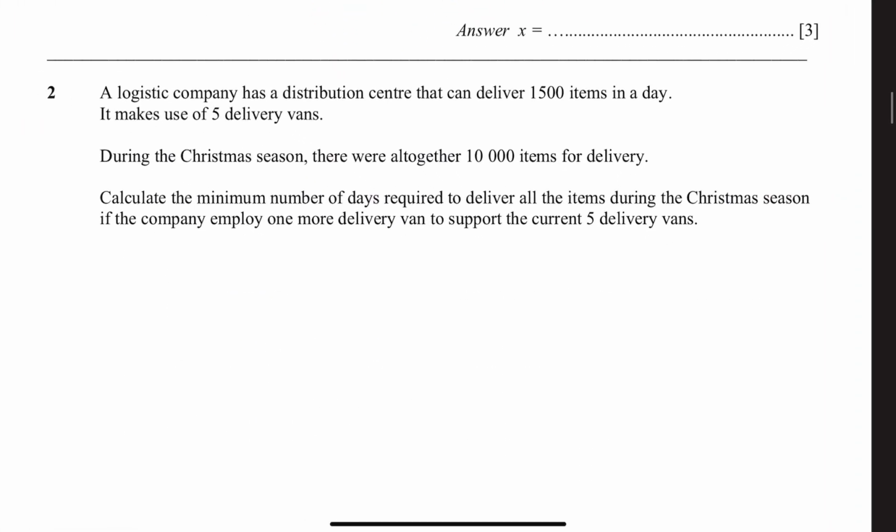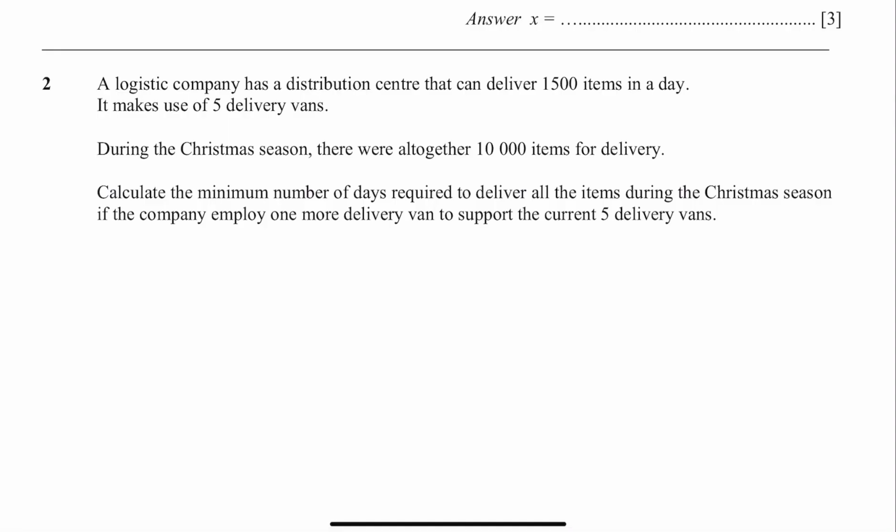Question number 2 here. A logistic company has a distribution center that can deliver 1,500 items in a day with 5 vans. So, in Christmas, there are 10,000 items. Calculate the minimum number of days required to deliver all items if they use one more delivery van to support the current 5 vans. So that means that now, with one more van, I have a total of 6 vans.